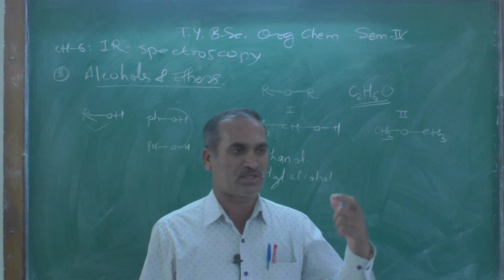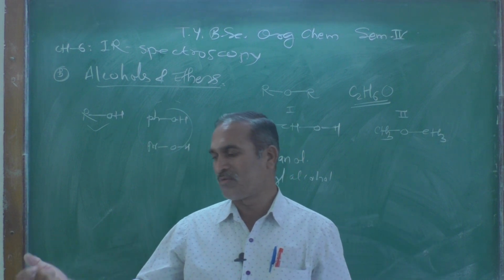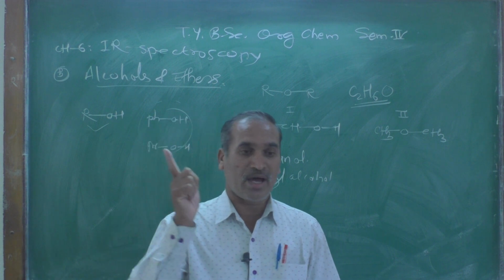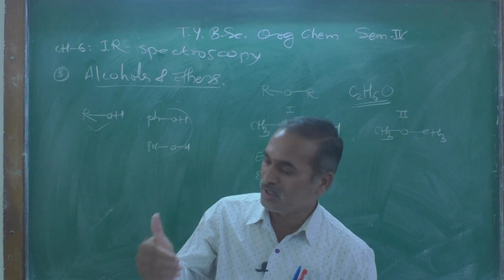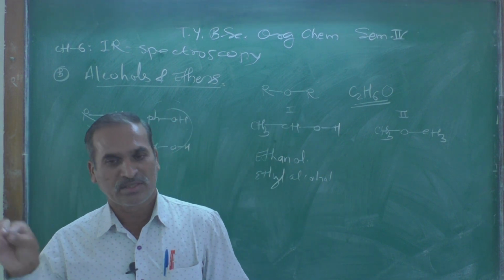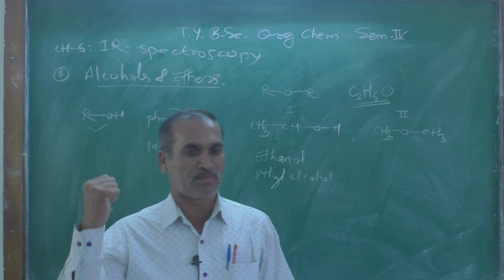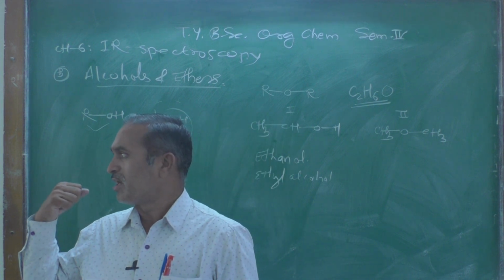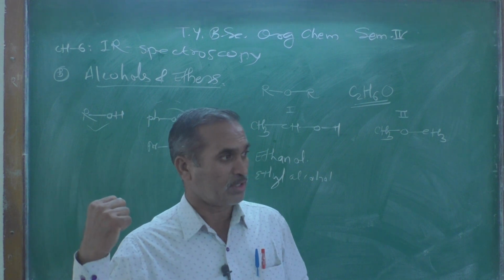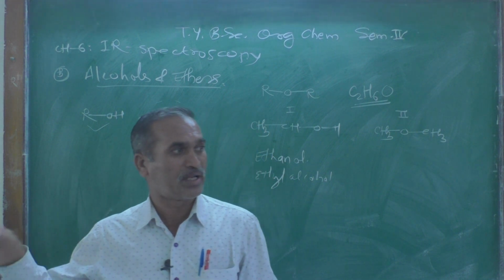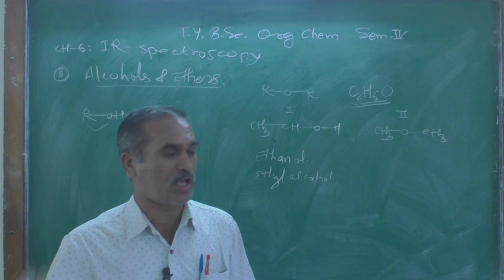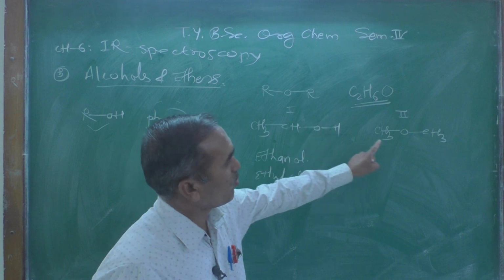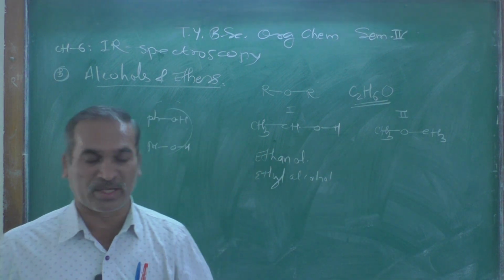Number 1 is called stereoisomerism, and the second one is termed structural isomerism. And structural isomerism is further divided into 5 types: chain isomerism, position isomerism, functional group isomerism, then tautomerism and metamerism. So these are the 5 types of structural isomerism. So this is what kind? This is structural isomerism.